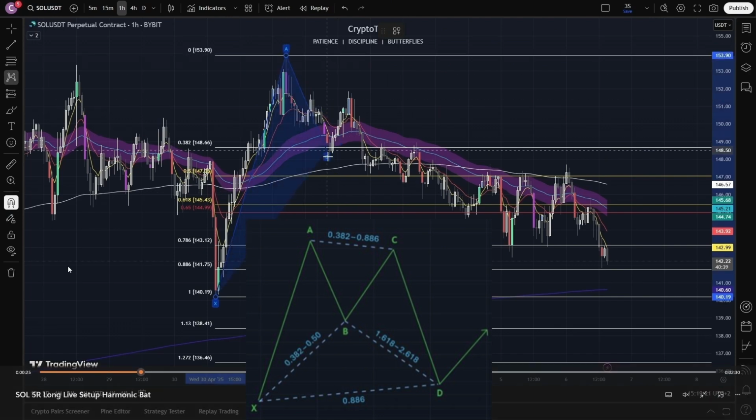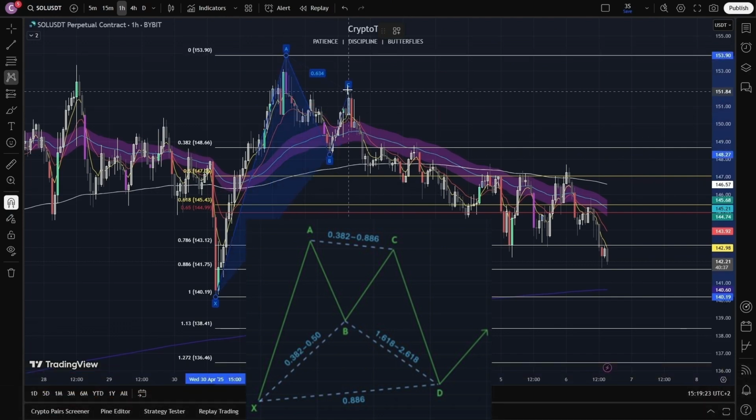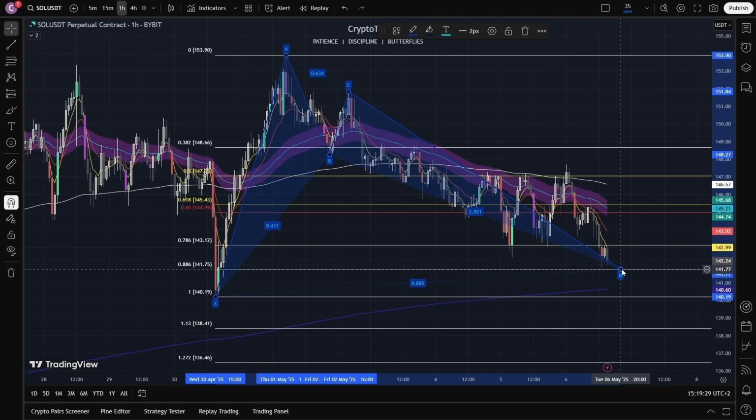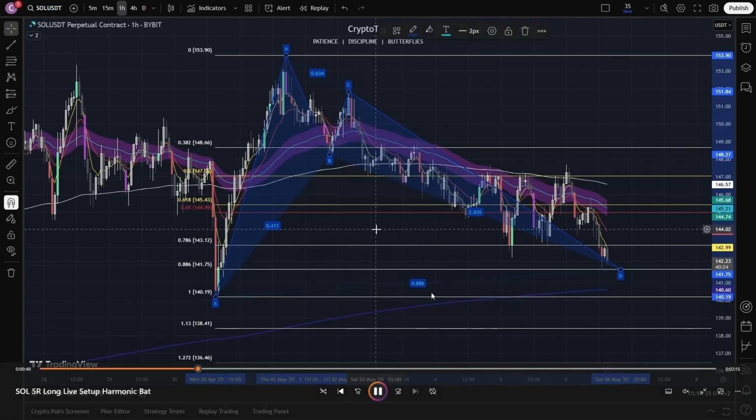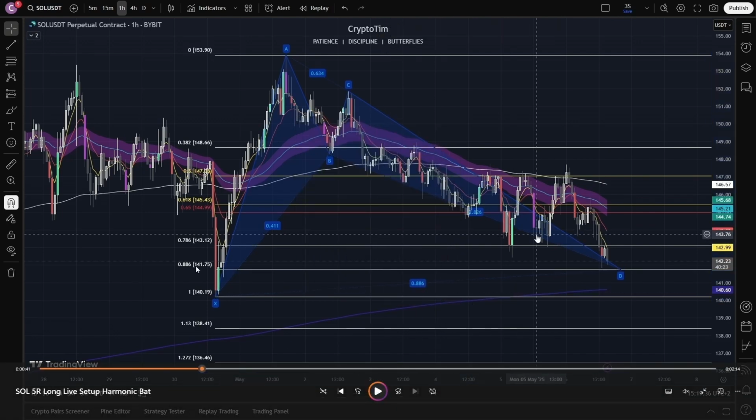So I'm taking my harmonics tool right here to draw it out. The point for the bet pattern is on the 0.886. So just aligning these numbers on my 0.886 level. So I'm expecting price to hit this to then show some type of reaction.